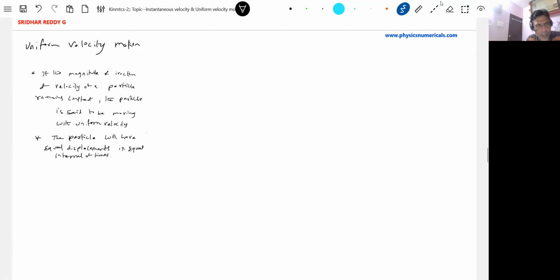The first thing. The next again. In uniform velocity motion, the particle will have equal displacements in equal intervals of time, or equal distances in equal intervals. Both are same. The velocity in uniform motion does not depend upon the time interval.